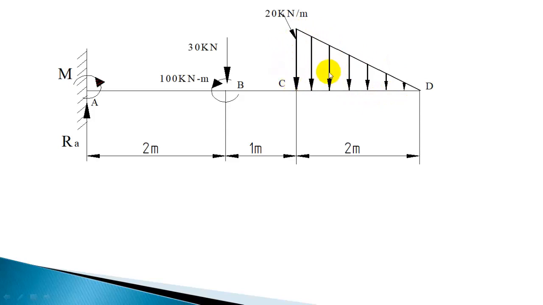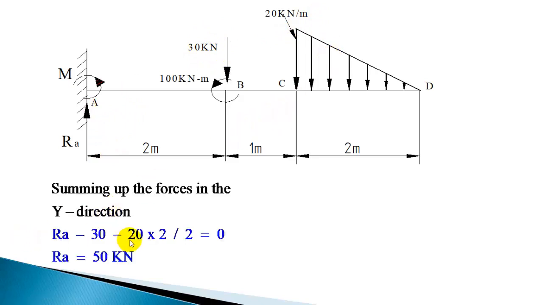Resultant of this load is area of this triangle, that is half of base, that is half of 2 into height. Height is intensity 20, so half of 2 into 20, which will give 20. So RA minus 30 minus 20 is equal to 0. That is the summation. So you get RA as 50 kN. So the reaction at A is 50 kN. So you got the reaction here.